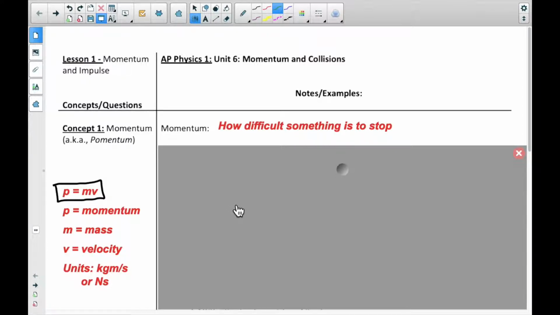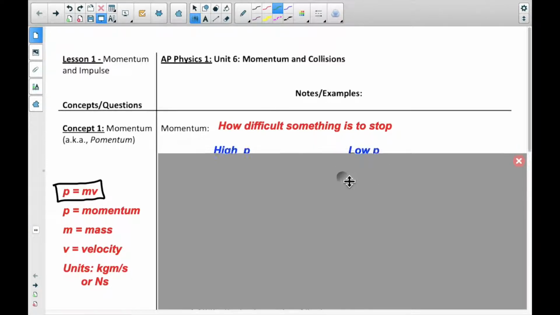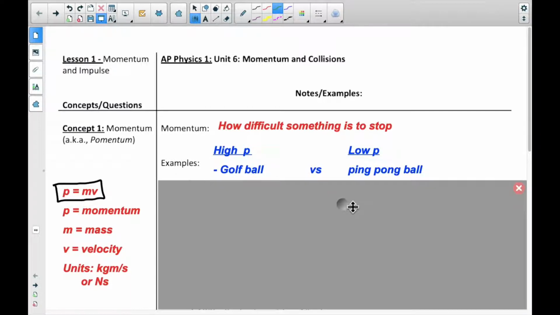Okay, let's think of some examples of momentum. Can you think of some things that have a lot of momentum and some things that don't have so much momentum? So again, keeping with that definition of how difficult something is to stop, something that has high momentum would be something that's very difficult to stop. Something that has low momentum would be something that's easy to stop. So think of some examples that you can consider of low momentum and high momentum.